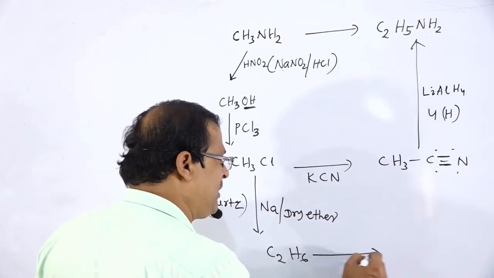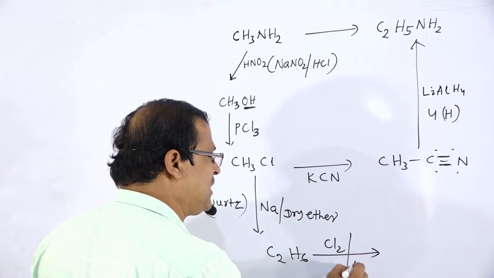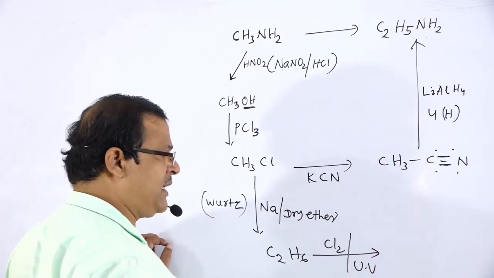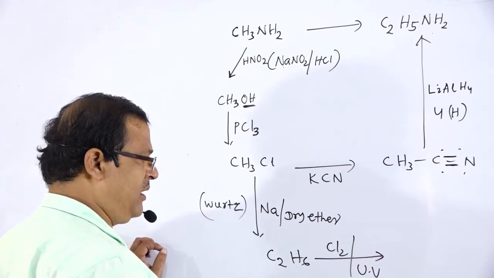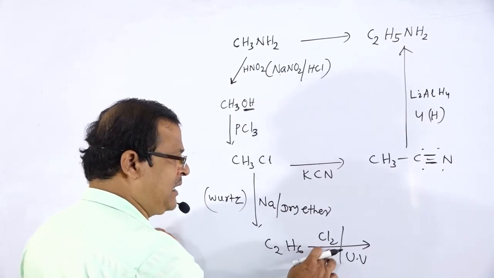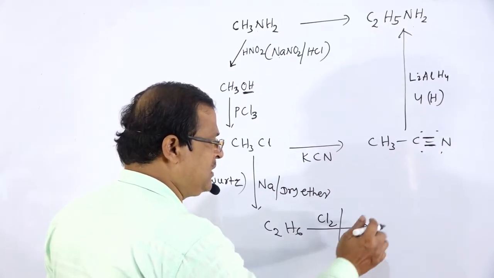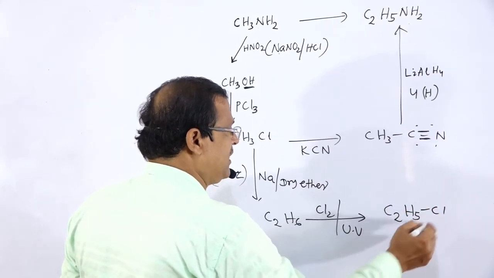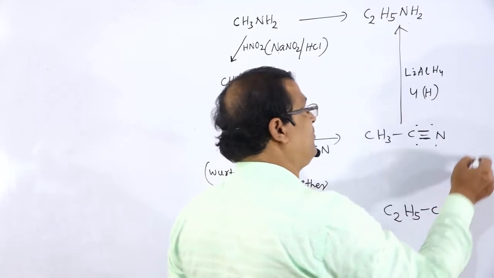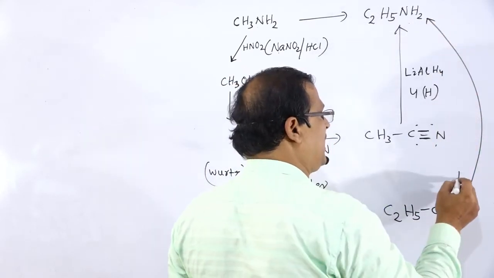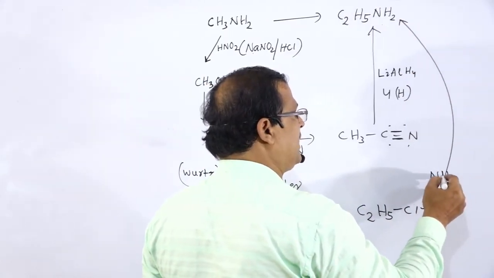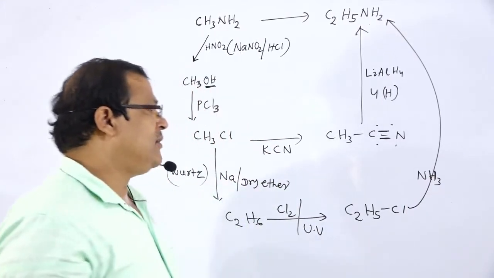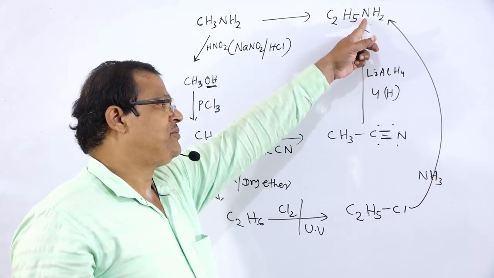And this compound is treated with chlorine in the presence of UV, ultraviolet radiation, sunlight. Ethane is treated with chlorine in the presence of sunlight, so there is the formation of C2H5Cl. And whenever this compound is treated with ammonia, there is the formation of ethylamine.